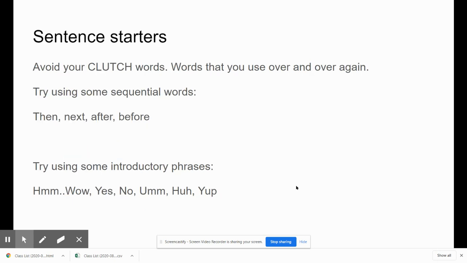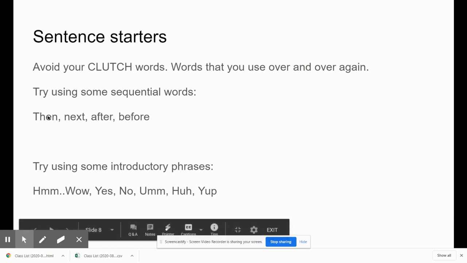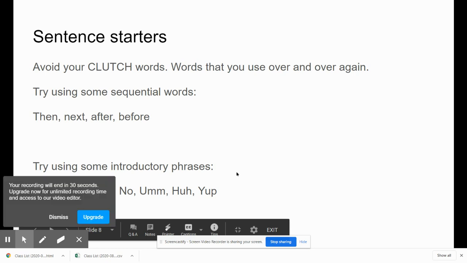There's one last little trick. You can start your sentences differently. Avoid using your clutch words, those words that you like to use a lot, like the, then, next. Those are some words you can use, but if you use those words too much, that's a clutch word. It's like your easy go-to. Try using some sequential words: then, next, after, before. Or try using some introductory phrases to add more interest to your writing.